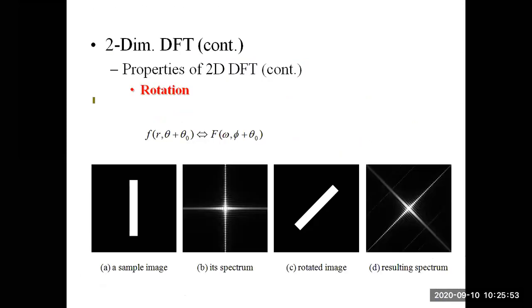Next, rotation property. If you are rotating your discrete Fourier transform with an angle theta plus theta naught. Actually theta is the horizontal value. If you provide theta naught, the other one definitely changes, the same change, with phi plus theta naught. So f of r is the input side, capital F of omega is the output side. R is the input side rotation, omega is the output side rotation with the same angle.